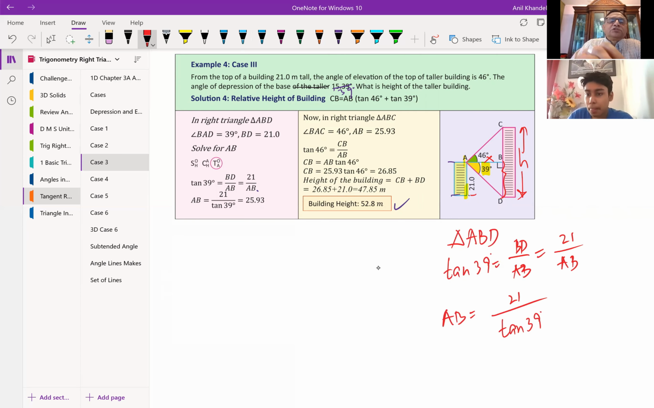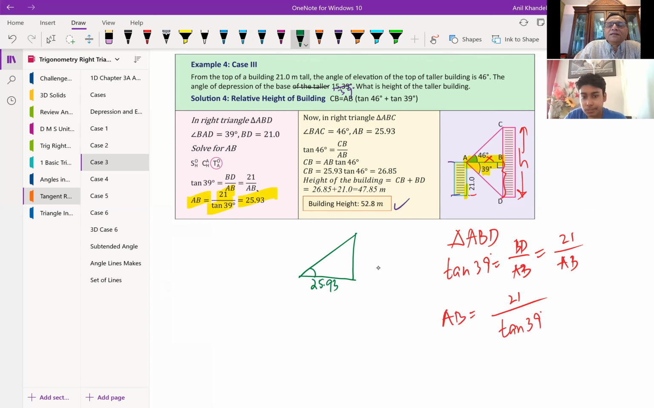Yes, sir. So that is what I did. We got AB as 21 over tan of 39, which is 25.93. So we got the distance AB, correct? Now we have to solve the top triangle. We know this distance now is 25.93. Is that clear? Yes, sir.